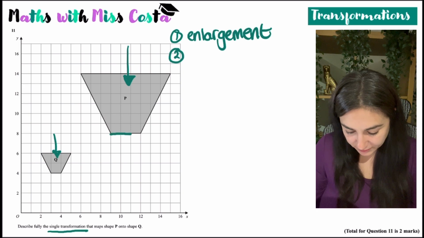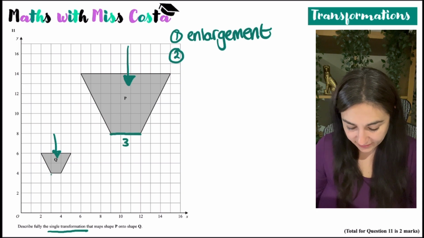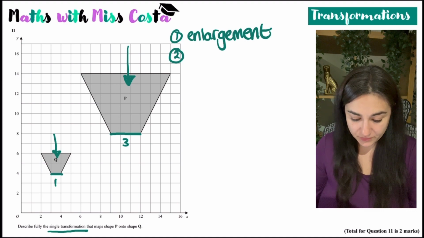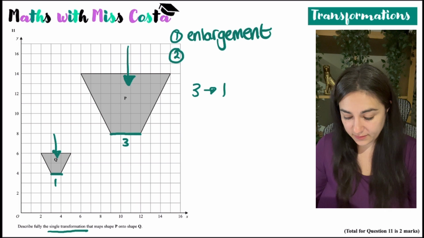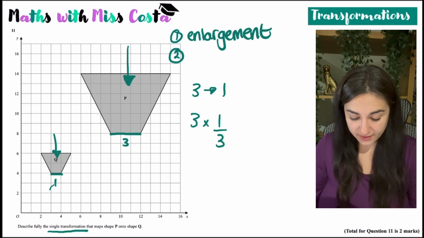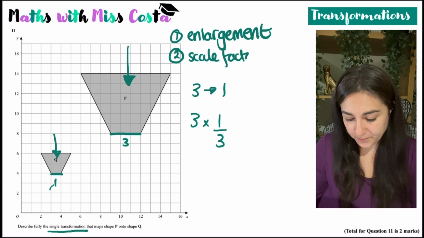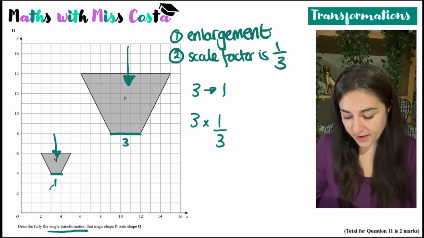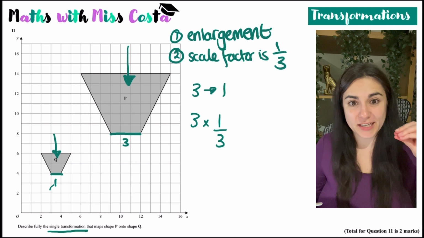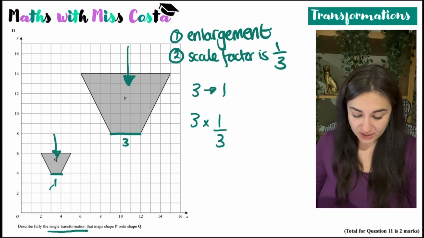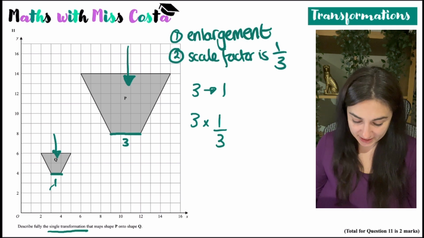If I just take one side, this side of P is 3, this is 1. So what have I done to P to get from 3 to 1? I've had to multiply 3 by a third, because 1 is a third of 3. So the scale factor is a third. The scale factor is just how many times larger the shape is, or smaller in this case. So shape Q is a third of the size of shape P.